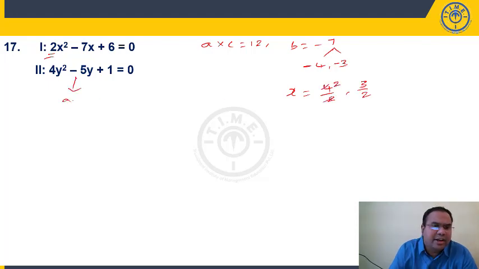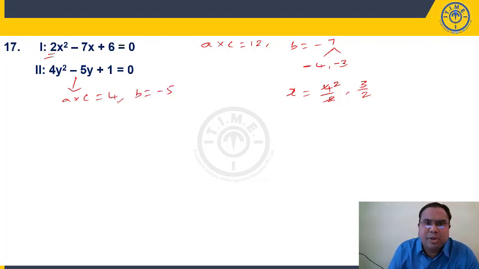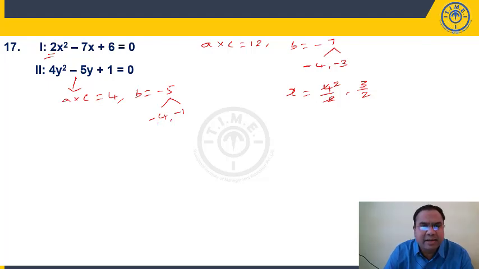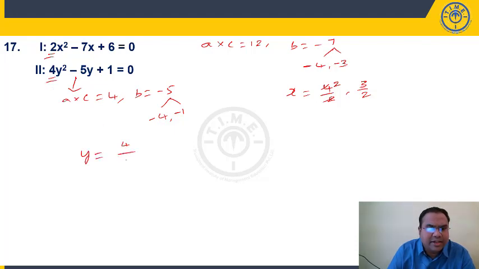What about this? What is a into c? 4 into 1 is 4. B is how much? Minus 5. A into c is positive. We have discussed this also in the previous classes. We have to write b as sum of two numbers. I'll write it as 4 and 1. But I should get minus 5. So minus 4 minus 1. Minus 4 minus 1 is minus 5. Minus 4 into minus 1 is plus 4. So while writing the roots, minus 4 will become plus 4 divided by coefficient of y square, 4 comma 1 by 4. So obviously, 1 comma 1 by 4 are my roots.